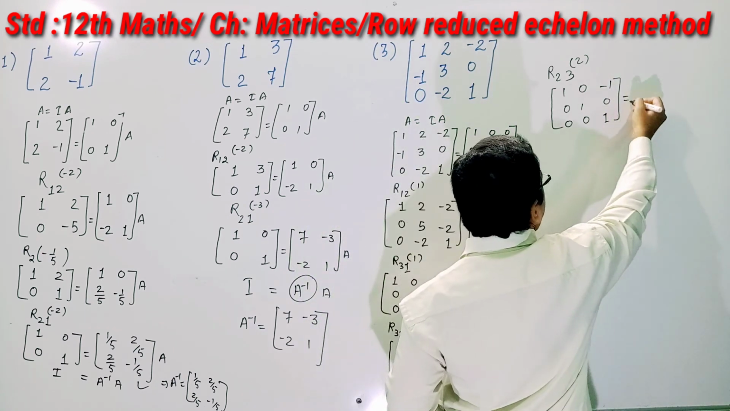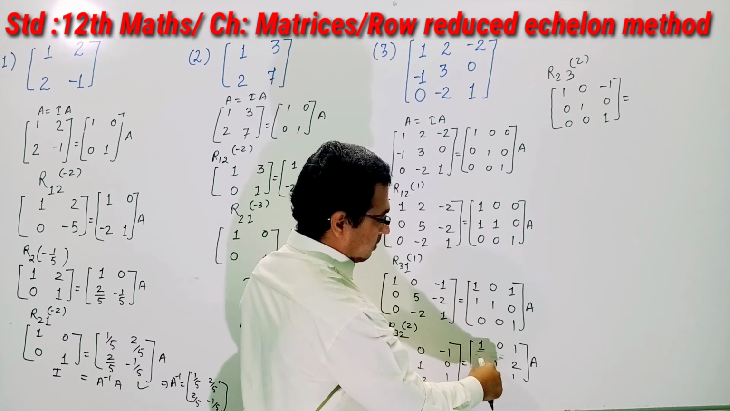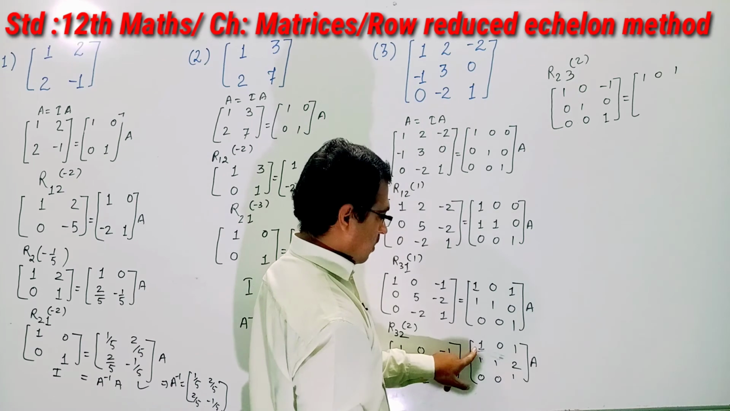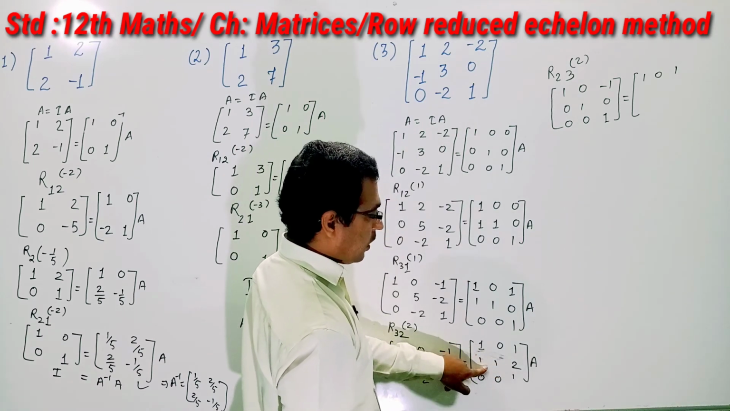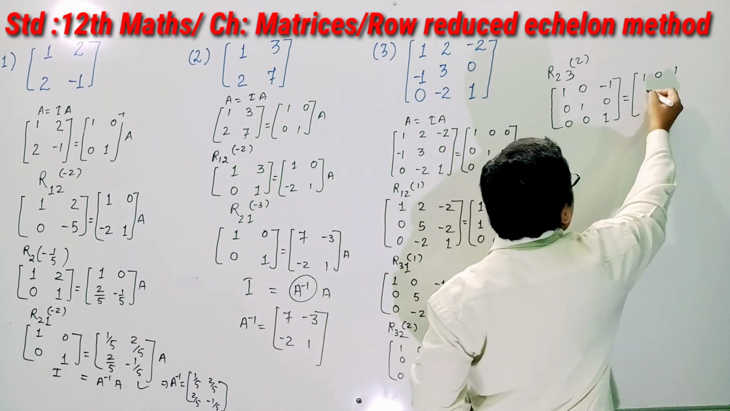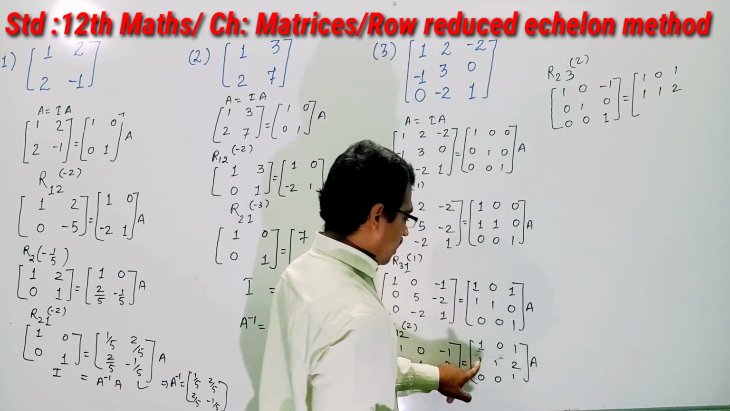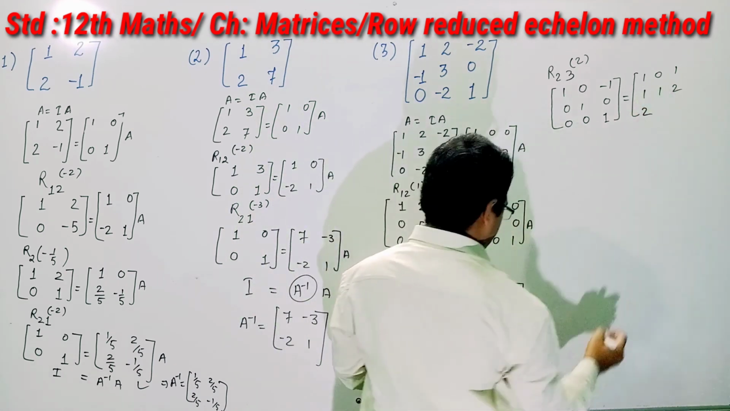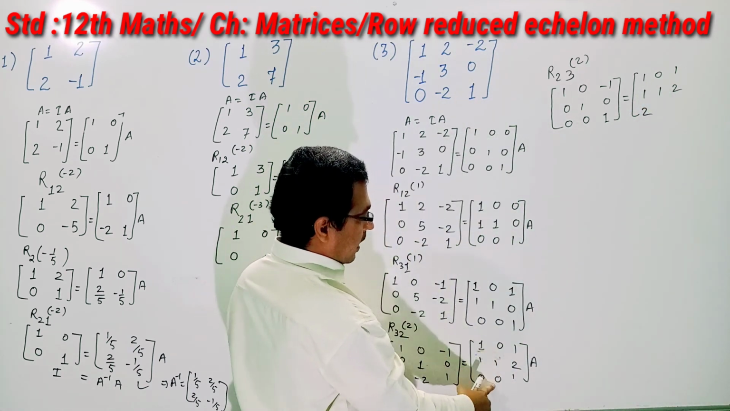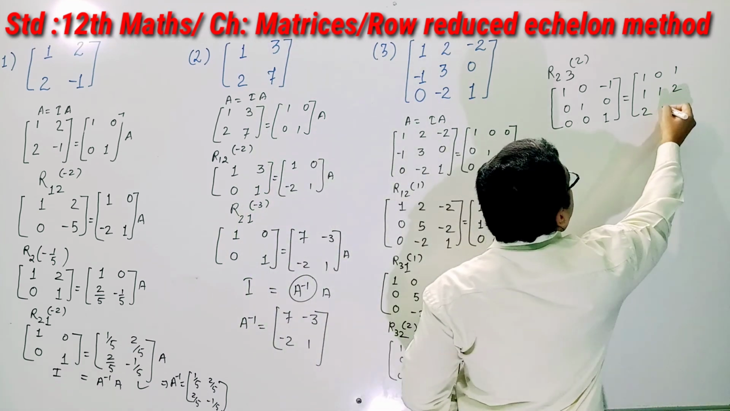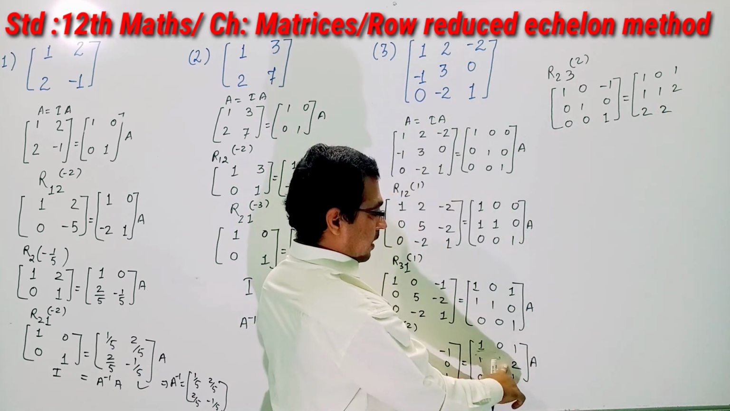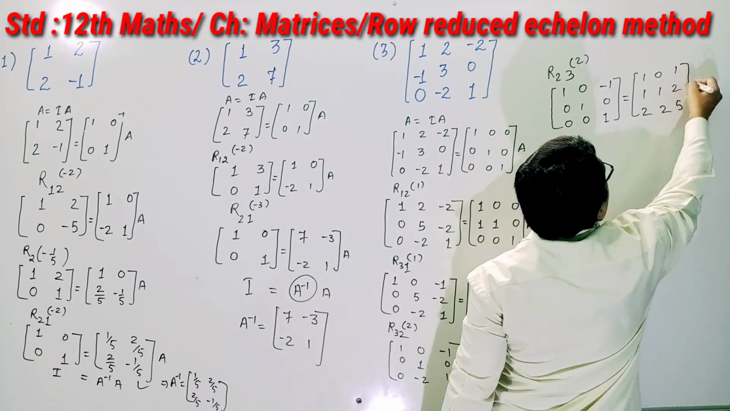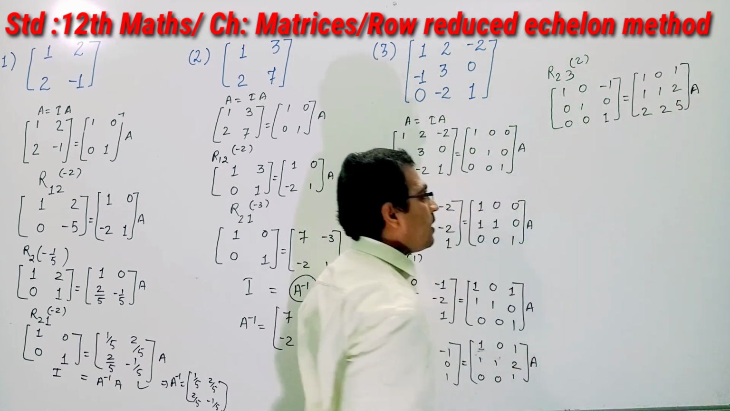The same things you will have to do in this matrix. So there will be 1, 0, 1. There will be no change because you are doing the operation in the third row. 1, 1, 2. This row is multiplied by 2 and added to 0, so there will be 2. This element is multiplied by 2 and added to R3, means 0, so there will be 2. And 2 is multiplied by 2 and added to 1, so there will be 5. So here we have the matrix A.